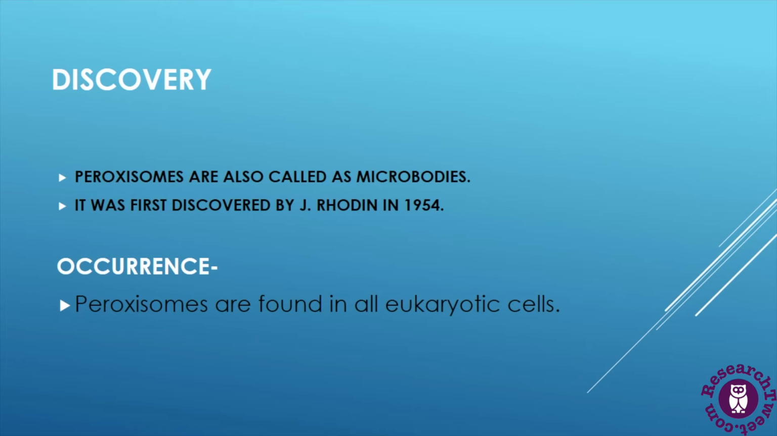Now let's discuss the discovery of these microbodies. Basically they are found in all eukaryotic cells, and they were first discovered by Rhodin in kidney cells of rat in 1954. And after some time, in 1965, they were called peroxisomes. If we discuss the occurrence of these microbodies, peroxisomes are found in all eukaryotic cells, in plant cells as well as in animal cells.